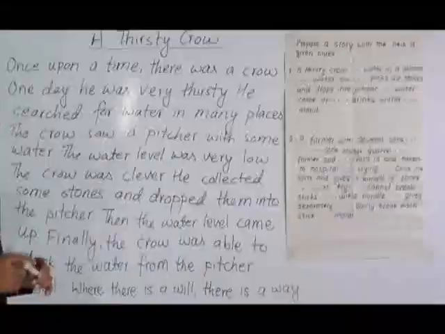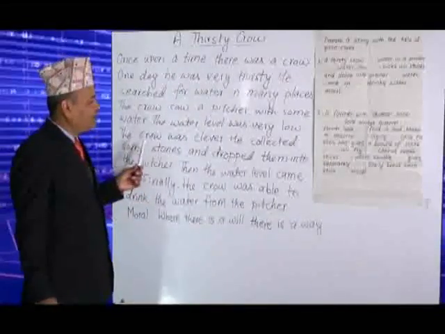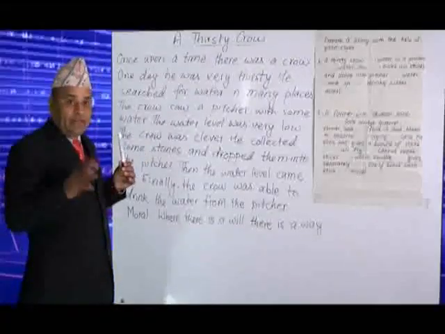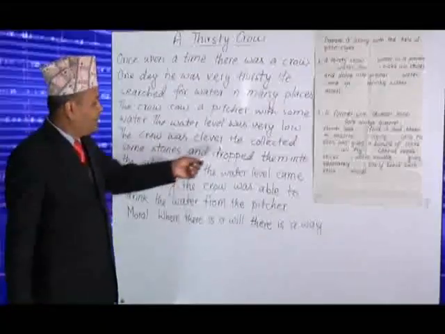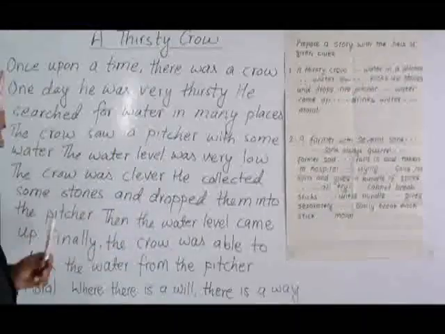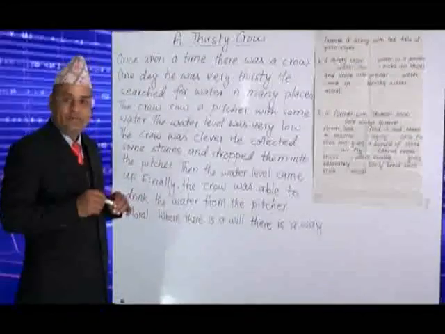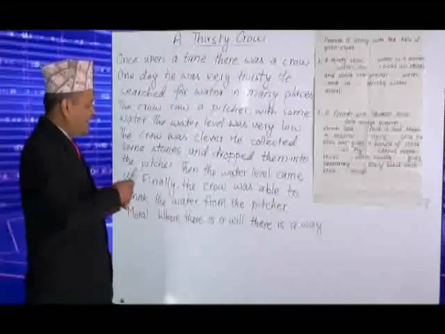And could the crow drink water? No, it was not possible. The crow was clever because he could not reach there, right? The crow could not reach there. The crow was very clever, and he collected some stones and dropped them into the pitcher. He collected some stones and dropped the stones into the pitcher. That means pot. Okay?